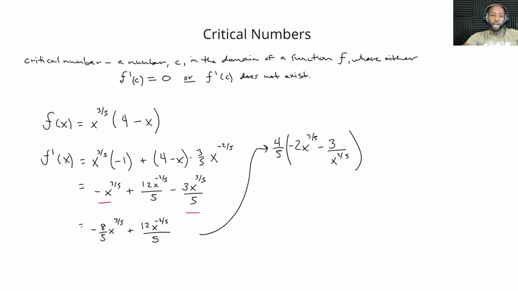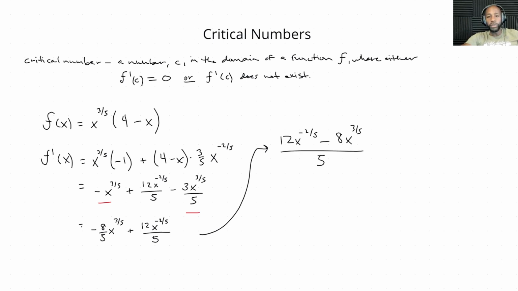Okay, let me do it this way because I think the way I'm doing it is a little bit more confusing than it needs to be. Let's do it like this. Instead of factoring out the 4 fifths or whatever, this is what I'm going to do. So you have 12x to the minus 2 fifths minus 8x to the 3 fifths, all of that over 5.